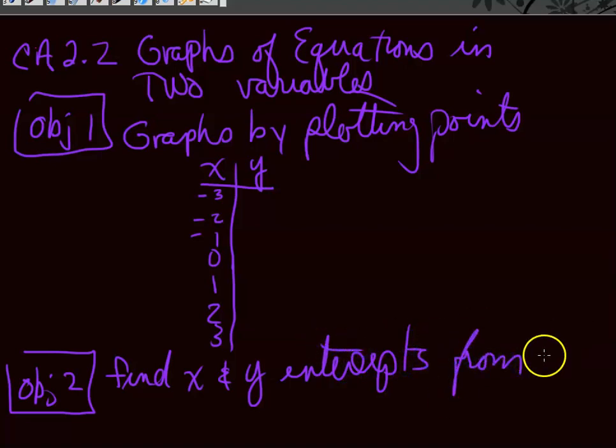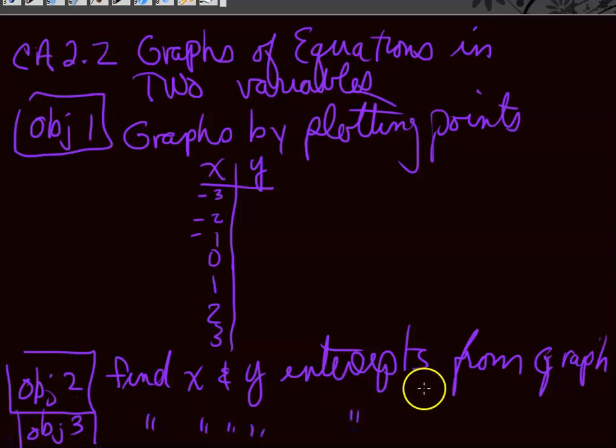Well, my handwriting is getting worse. Let's try and make it better. Objective 3 is very similar. It's find the X and Y intercepts from an equation. And the last objective, next page. Objective 4. Test for symmetry.